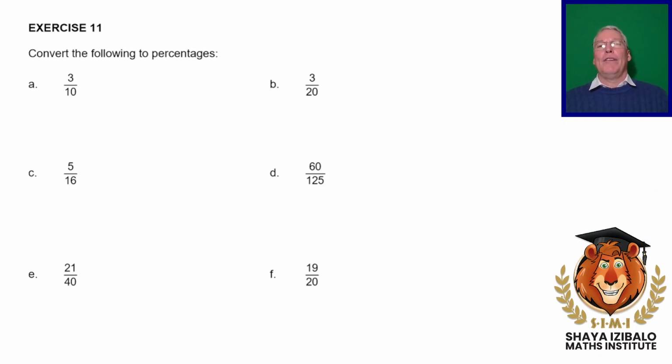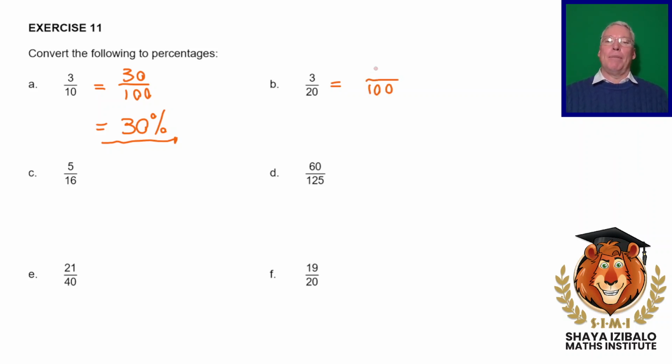3/10 we can quite easily get to 100 by multiplying both the numerator and the denominator by 10. So we get 30 over 100, and 30 over 100 is obviously 30%. What do we need to multiply 20 by to get it to 100? The answer is 5. So if we multiply the bottom by 5, we've got to multiply the top by 5, and we get 15 out of 100, so 15%.